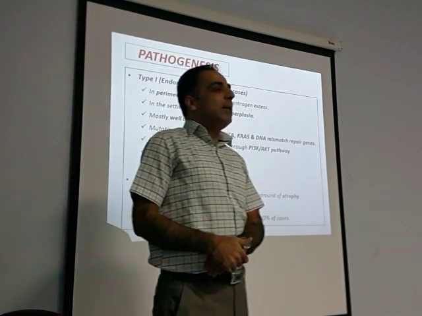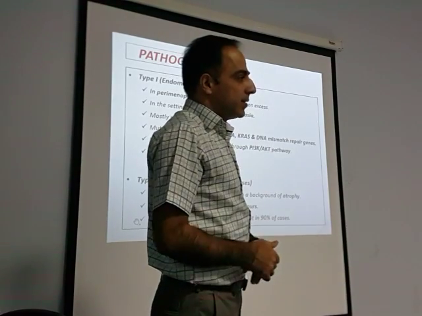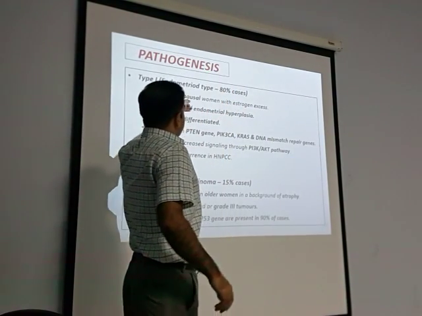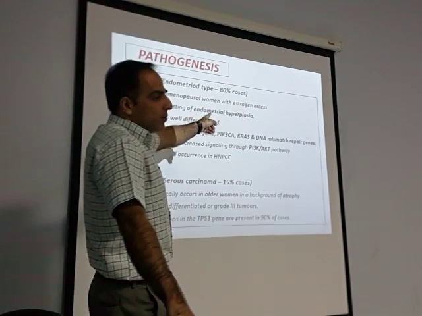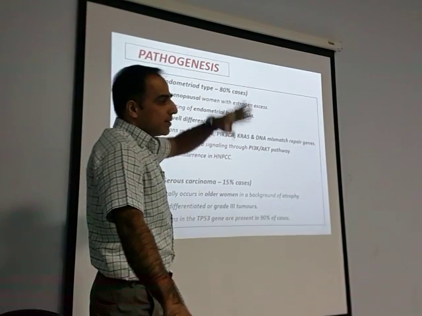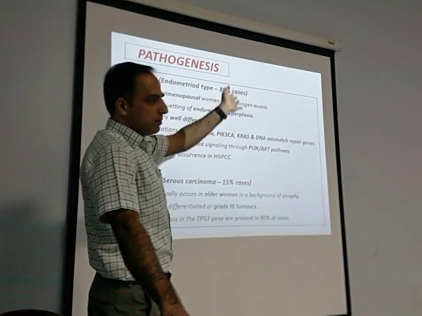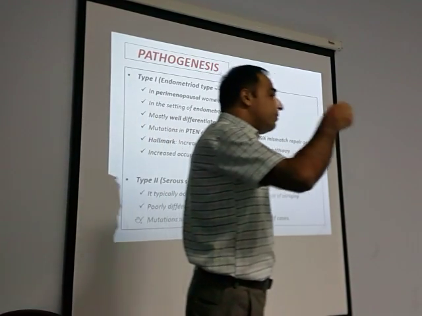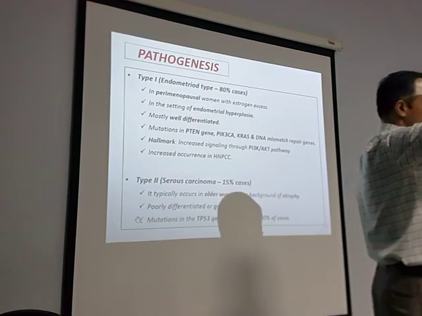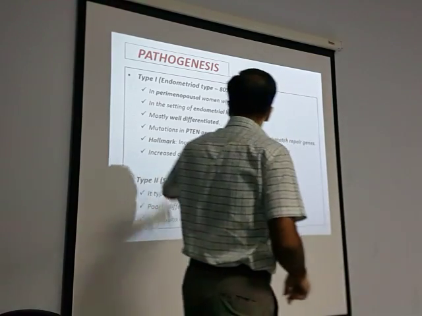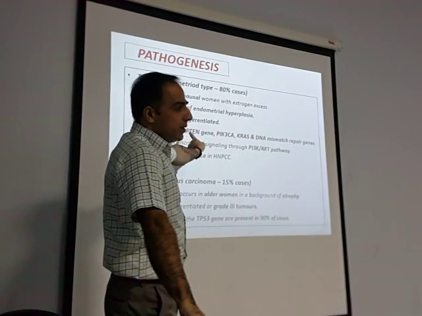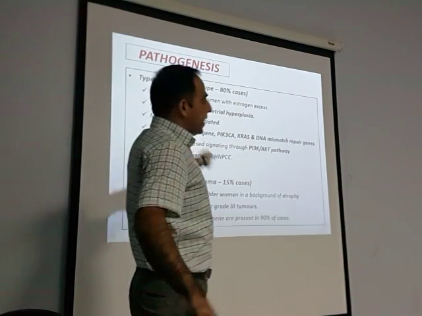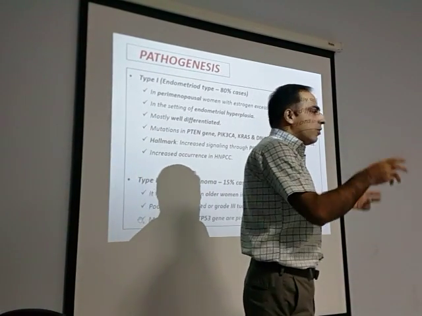So endometrioid type occurs in 80% of the cases. This is the most common variety, occurring in perimenopausal women with estrogen excess due to any cause, in the setting of endometrial hyperplasia. So there will be first hyperplasia followed by carcinoma, like dysplasia followed by carcinoma. Mostly these are well differentiated. Then you will find different genes involved here.